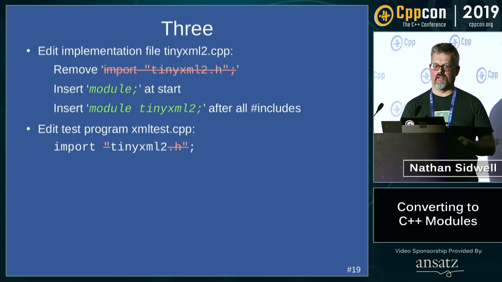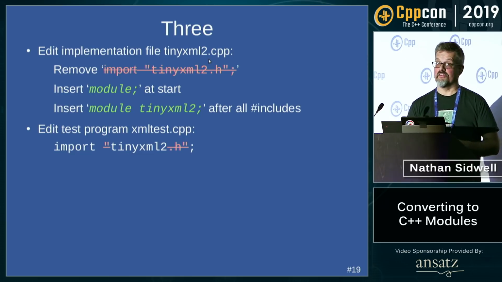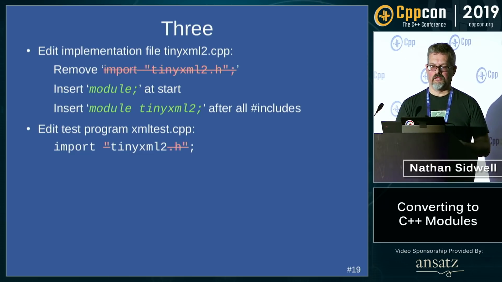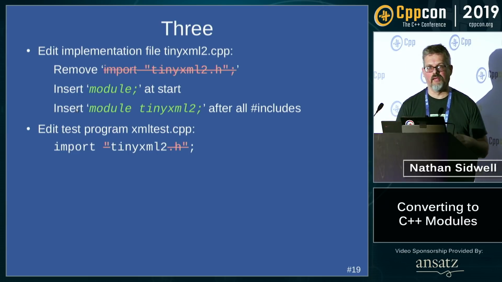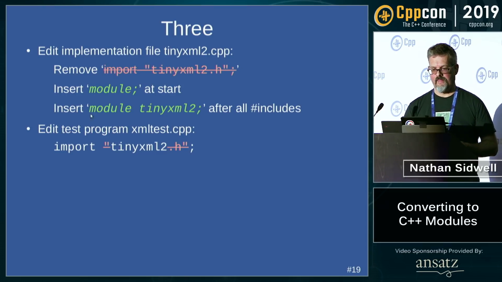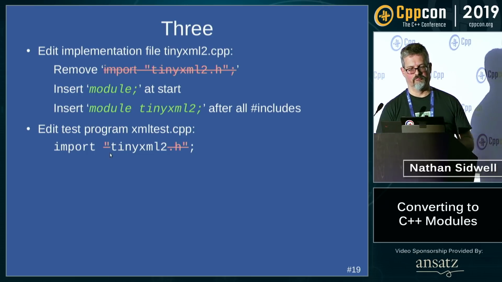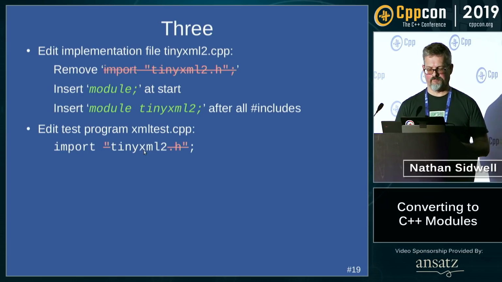Change the implementation file. We've now got tinyxml2.cpp, which was the library implementation before, is now a module implementation. We take out the import tinyxml2.h that was there, insert module semicolon at the start. It's got a bunch of hash includes, and then we put module tinyxml2 after those includes, without the export there. So this is saying this is an implementation unit. It's going to stamp out some code, but otherwise its contents are not visible to importers of the module. And we edit the test program to not import the header unit, but import this named module. It's a fairly simple change.